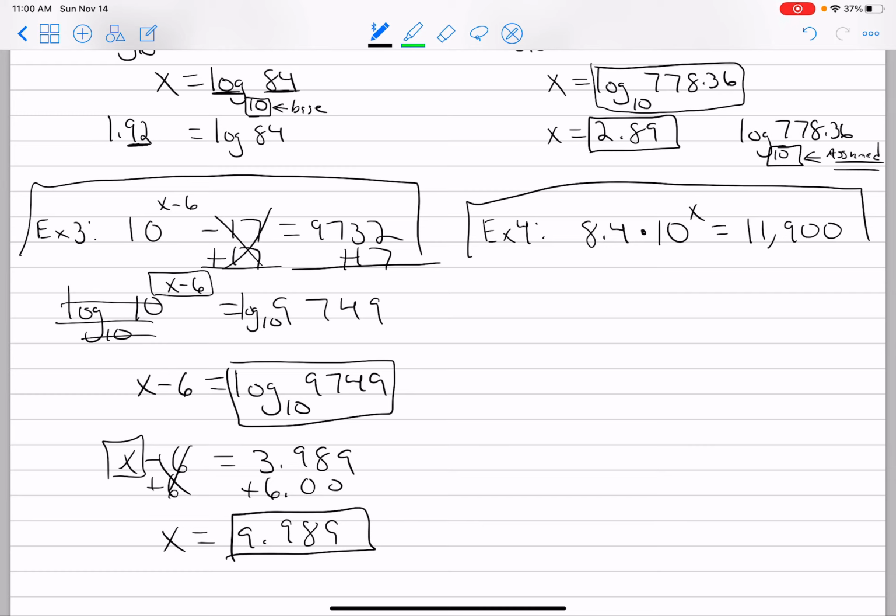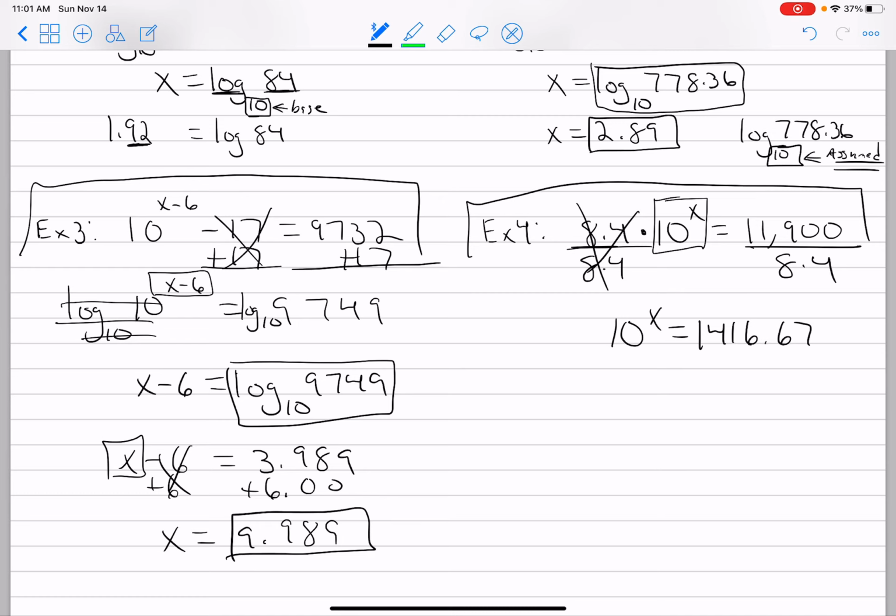I know. So I'm thinking, all right, I got to isolate this piece, okay? I see it's not isolated because 8.4 is being multiplied with it. So I need to undo that. I need to get rid of that multiplication. So I'm going to divide by 8.4 on both sides. And I'm left with 10 to the x equals whatever 11,900 divided by 8.4 is. So let's see, 11,900 divided by 8.4. And I get 1,416.66. That's actually, we should say 0.67.